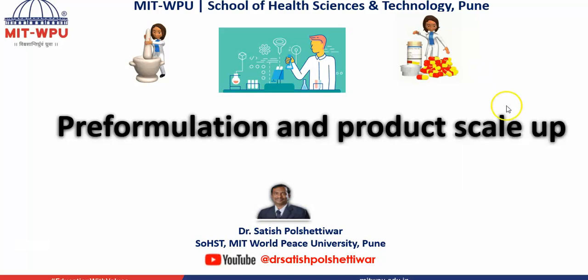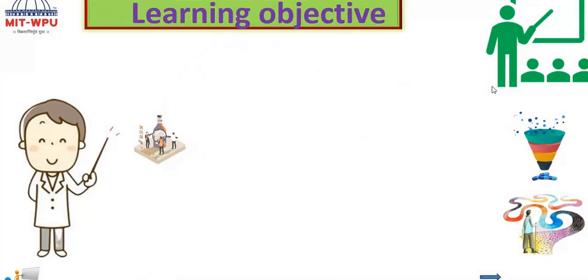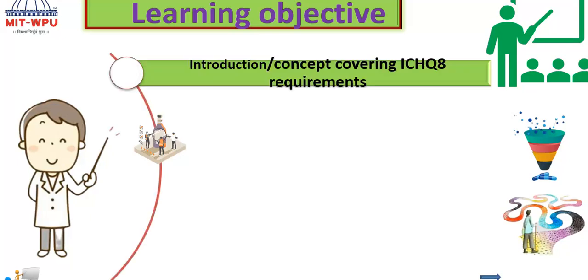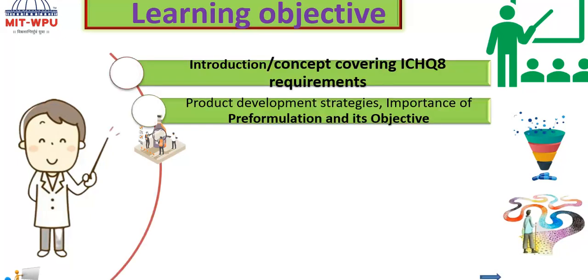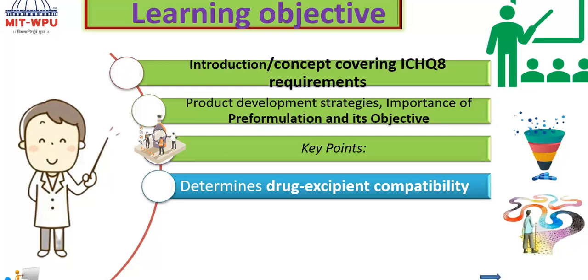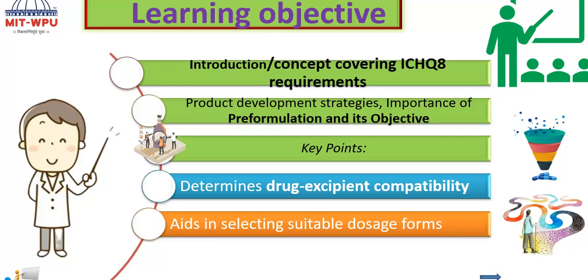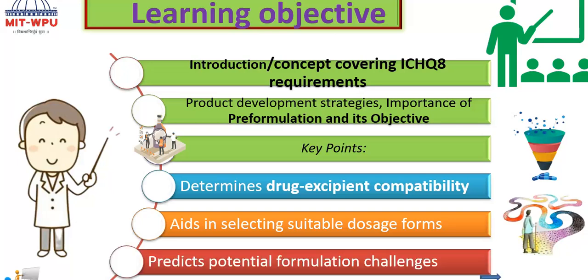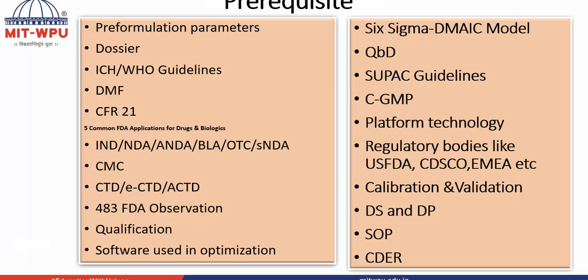By the end of this video, you will be able to learn the importance and goal of pre-formulation studies, key physicochemical and biopharmaceutical properties to analyze, product development strategies, the importance of these pre-formulations, then the step-by-step process of scaling up formulations, determine drug-excipient compatibility, aid in selection of suitable dosage forms, and predict potential formulation challenges. And finally, we'll see the regulatory tools which are used in pre-formulation and scale-up studies.